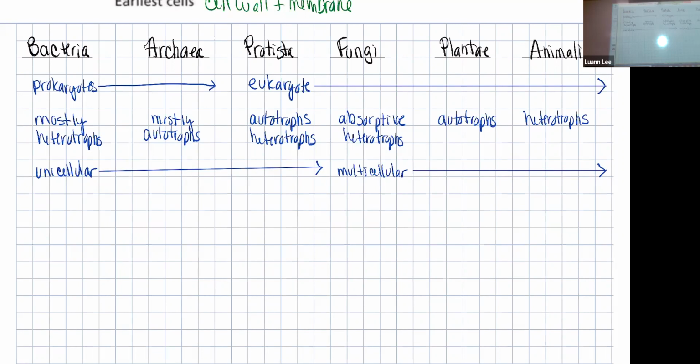So then we're going to take a look at reproduction. How do they reproduce? This part that wasn't on your cladogram, we're going to add this part to them. So bacteria reproduce asexually, as do archaea and protists.